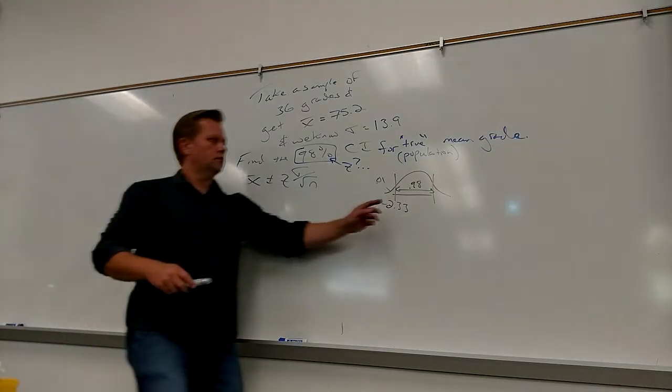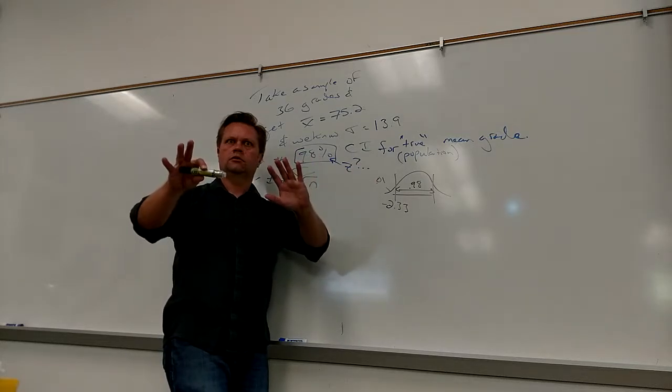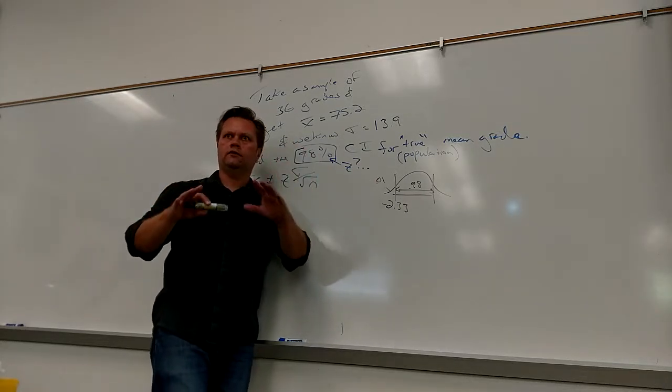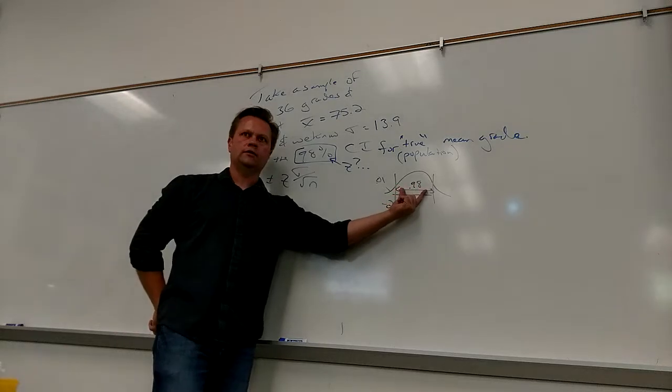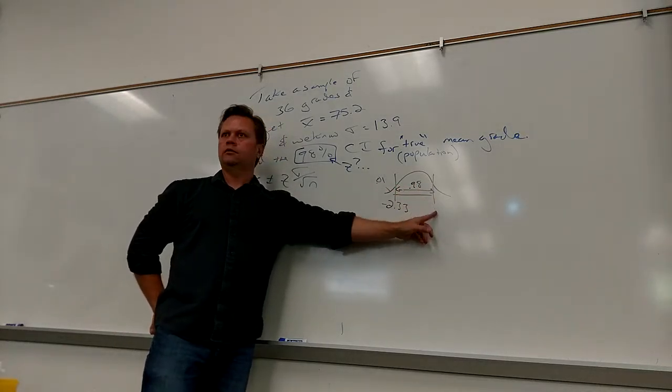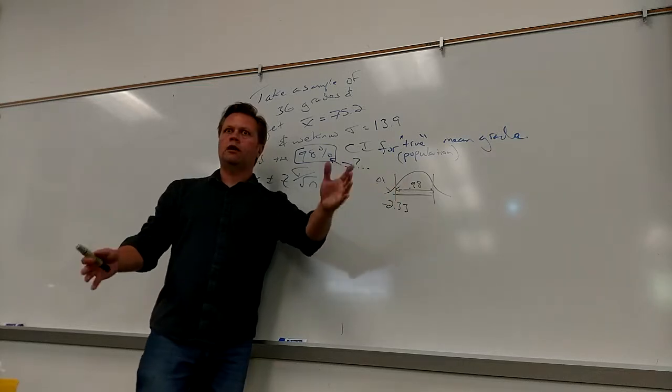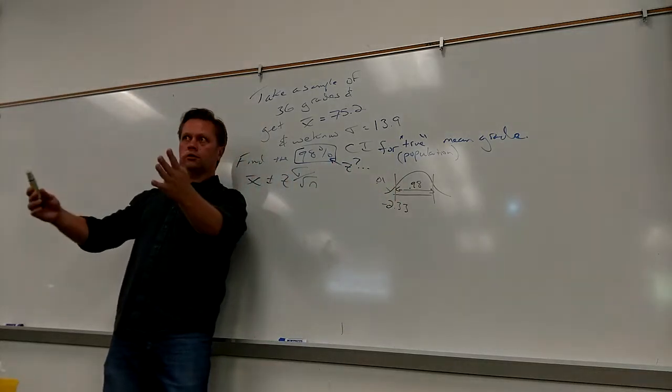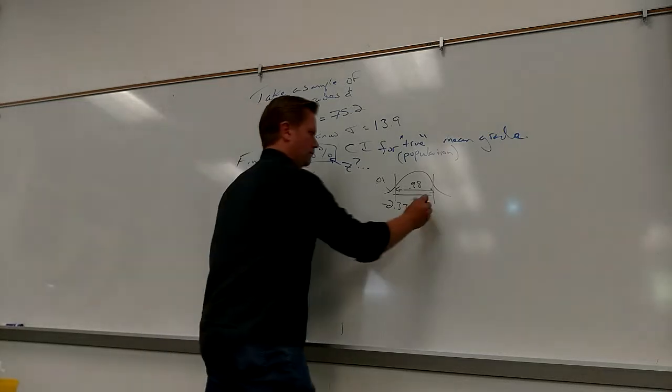So is that cool? You can find any confidence level I ask. You just draw it, and then figure out one side. Now, what's this guy got to be? Positive 2.33. Why? Because the normal curve is symmetric.